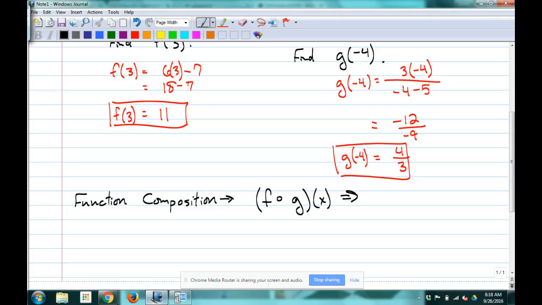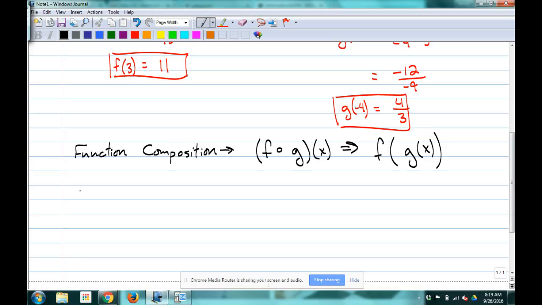Returning to our mission of function composition. F composed with g of x, that's what that is. All that means is you're taking whatever function is listed second, g of x function is listed second, and you're putting it into the first function, like function value. F composed with g means you're going to take the g of x function and you're going to replace x in the f of x function with it. Okay, we'll look at some examples of that.